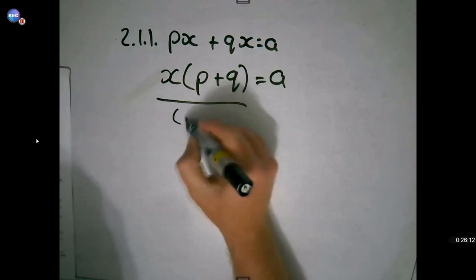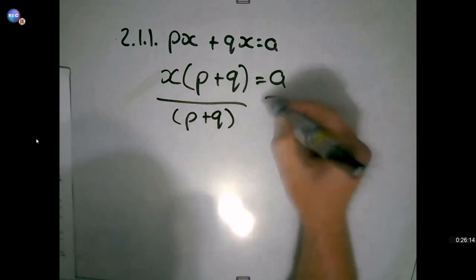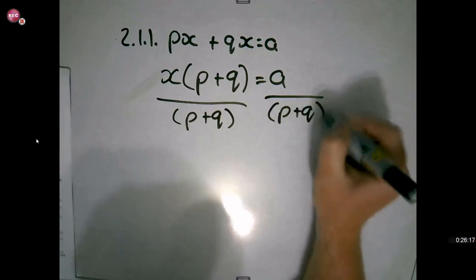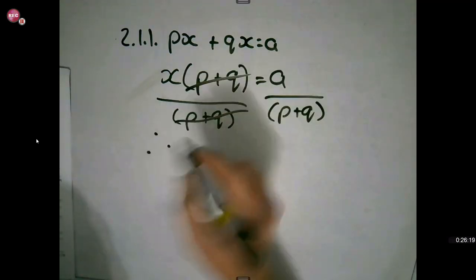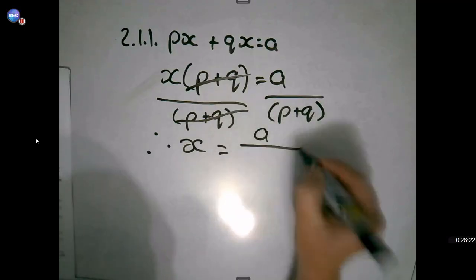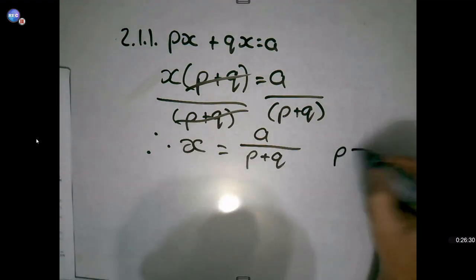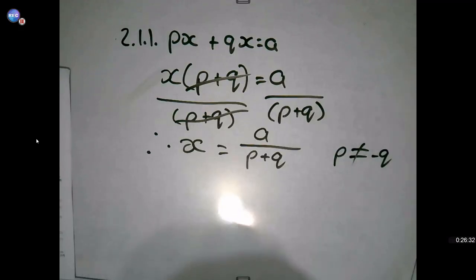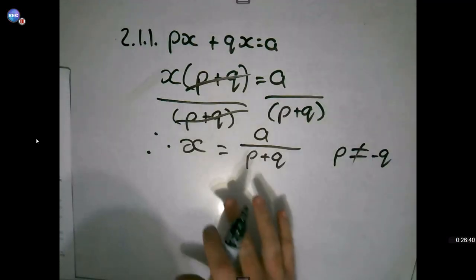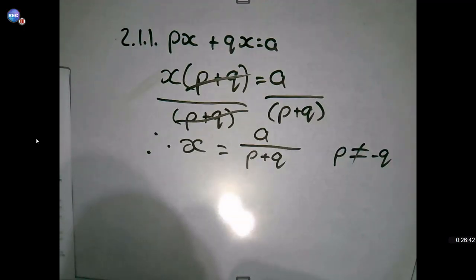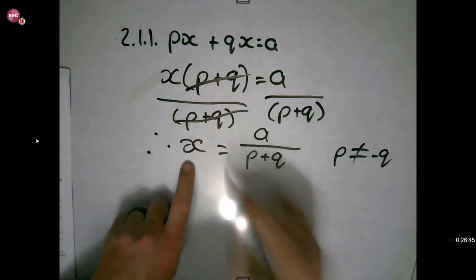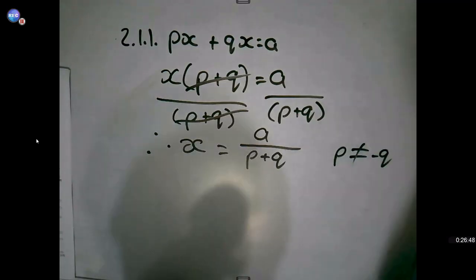So I divide by p plus q. But when I do one side, I need to do the other side. This will cancel out. So therefore, x is then equal to a over p plus q. And there's your final answer. Also note that p cannot be equal to negative q. Otherwise, you'll sit with an answer that is undefined. Okay, but there it is. What this question requires of you is to actually make x the subject. So there you solve for x. So the answer for x would be a over p plus q.